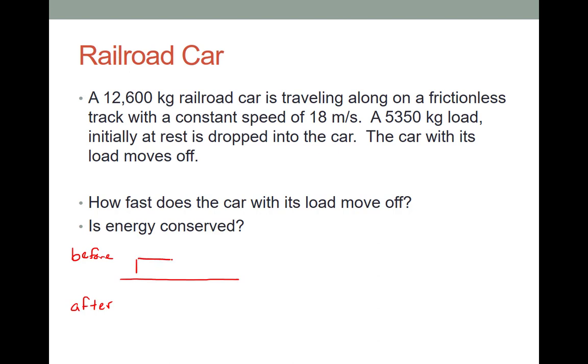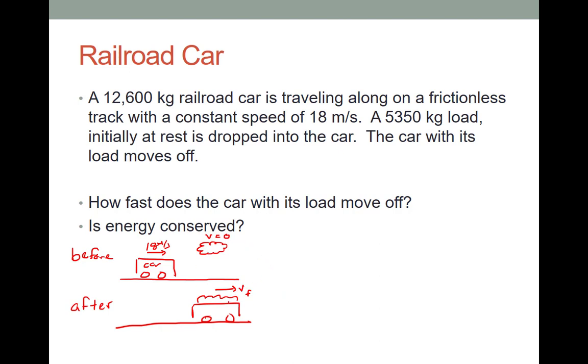So here I have my railroad car moving at its 18 meters per second. And I don't know what's supporting the load, but something is supporting the load and it is not moving. Afterwards, we have the car with the load sitting on top of it, moving off together with some velocity. And that velocity is part of what we want to find.